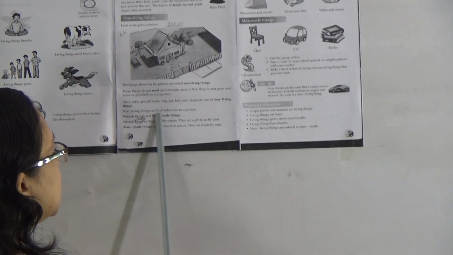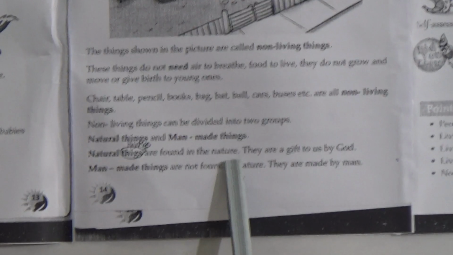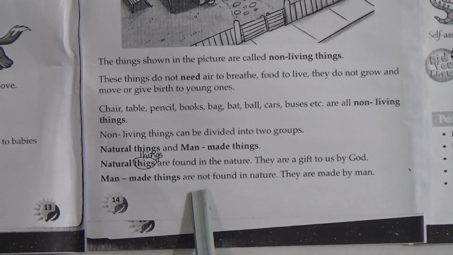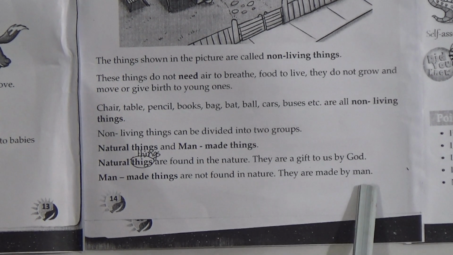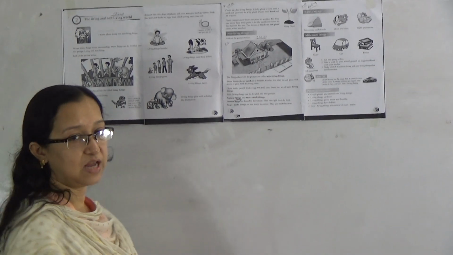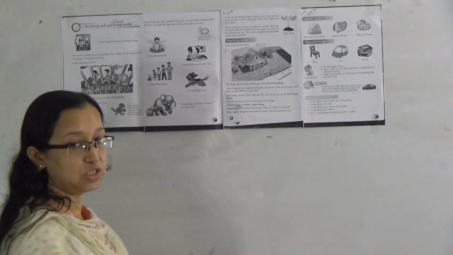So, non-living things can be divided into two groups, natural things and man-made things. Natural things are found in nature, they are given to us by God. And man-made things are not found in nature, they are made by man. So, non-living things can be divided into two groups. One is man-made and another one is natural things.